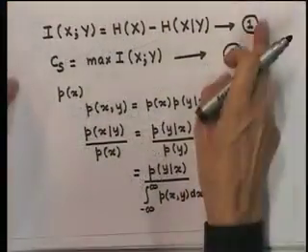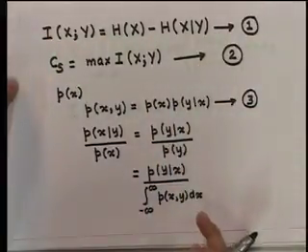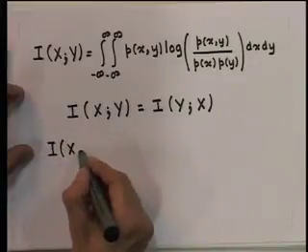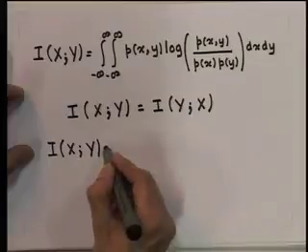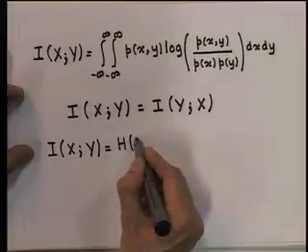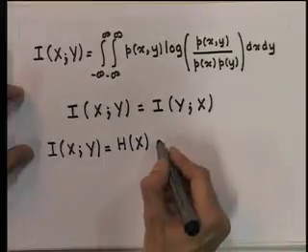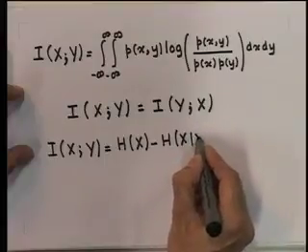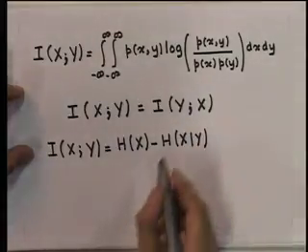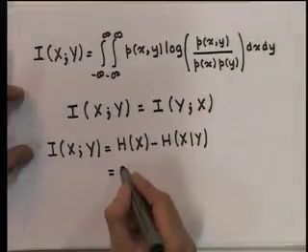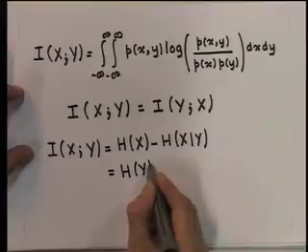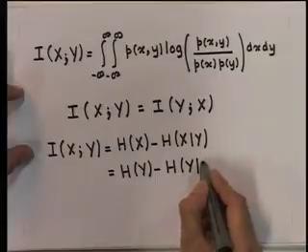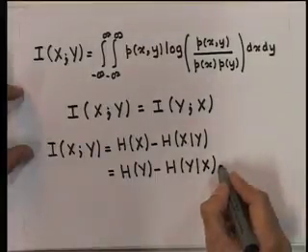Now, from equation 1, it follows that I(x;y) is equal to entropy of x minus equivocation of x given y, which is equal, by this relationship, to entropy of y less equivocation of y with respect to x.